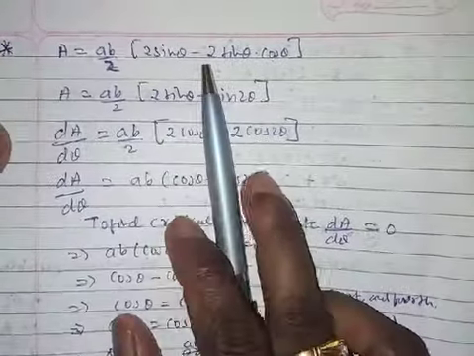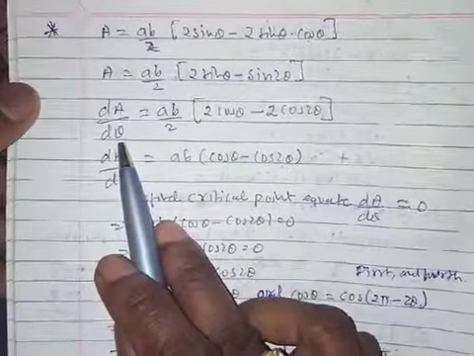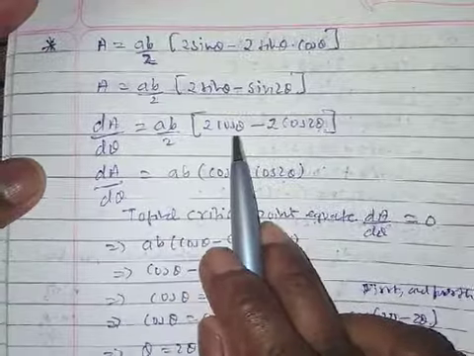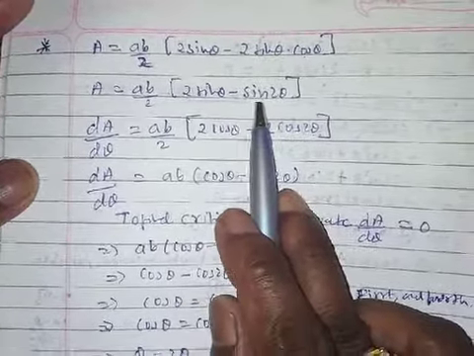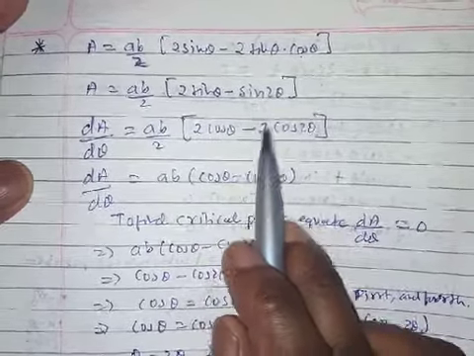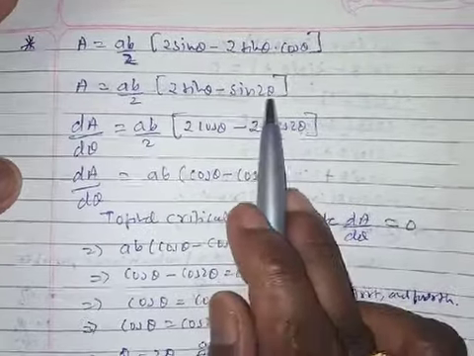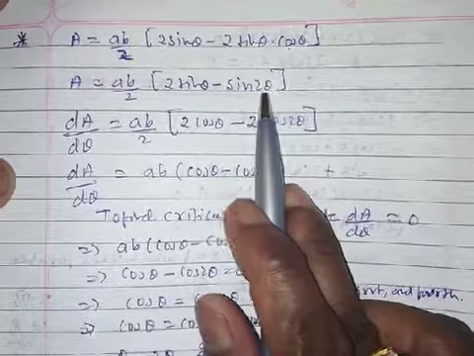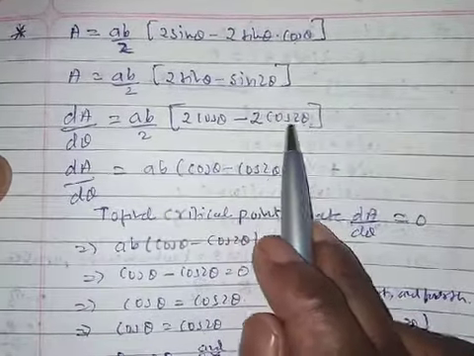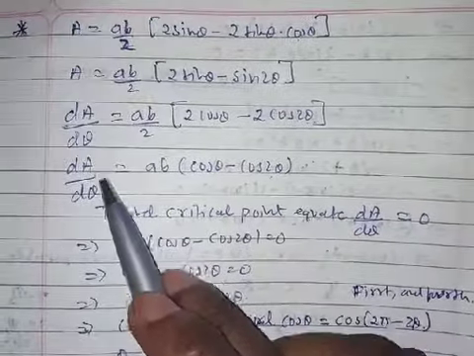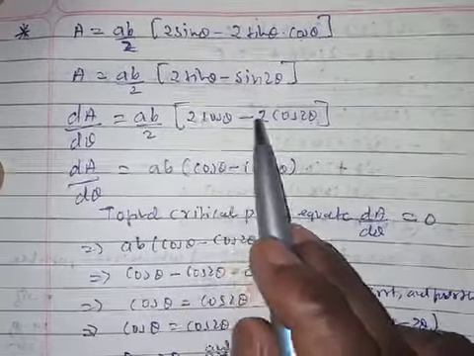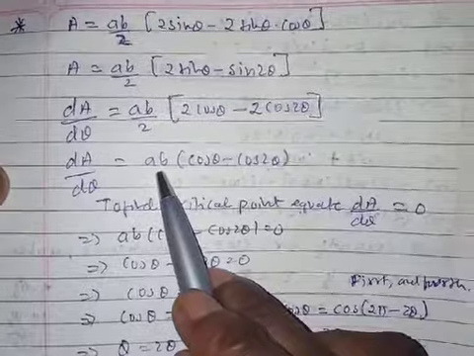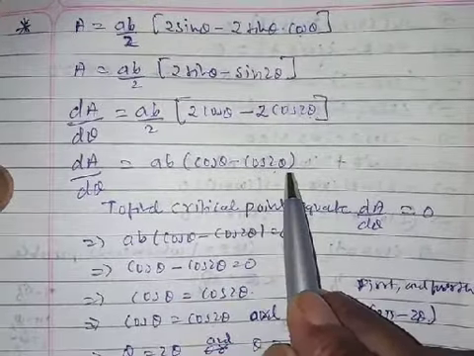So now we'll take the derivative. dA by d theta is equal to ab by 2. What is the derivative of sin theta? Cos theta. So 2 cos theta. What is the derivative of sin 2 theta? Again it is cos 2 theta, but here the angle is 2 theta, so what is the derivative of 2 theta? It is 2. So it is 2 cos 2 theta. So dA by d theta is equal to ab by 2, and if you take 2 common, 2 and 2 cancel out. So dA by d theta is equal to ab (cos theta minus cos 2 theta).